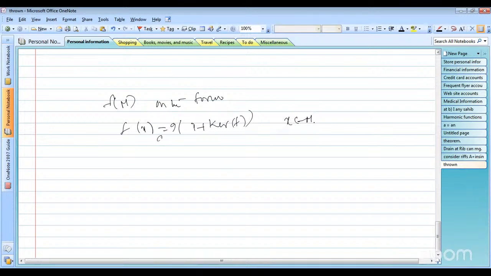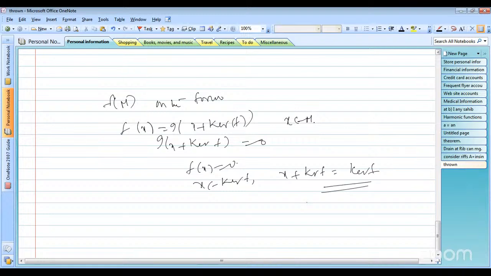Next, G of x plus kernel f is equal to 0. Therefore, f of x is equal to 0. So therefore, x belongs to kernel f. That is, x plus kernel f is equal to kernel f, which is the zero element we are taking here of M by kernel f.